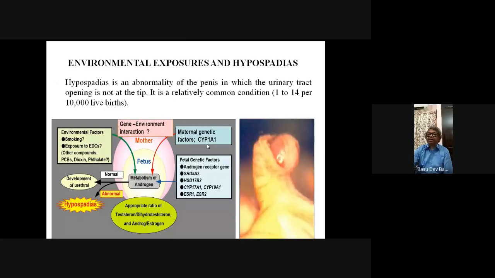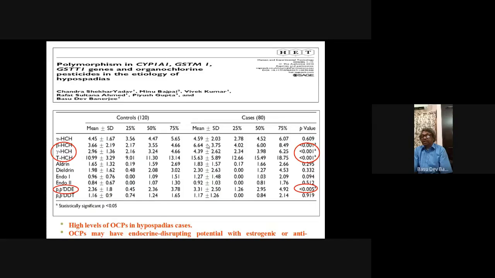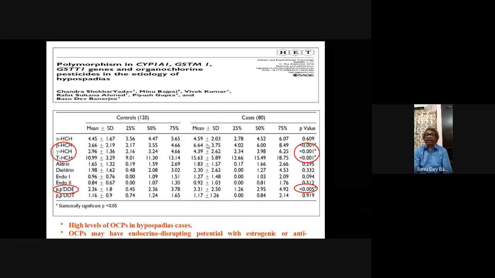Next slide. But when we subjected this patient to study with the help of the pediatric department of AIMS and UCMS, we find that yes, they have different organochlorine pesticide levels, and higher OCP levels are responsible for such endocrine disruptive potential of the estrogens and anti-estrogenic property, causing this type of birth defect.